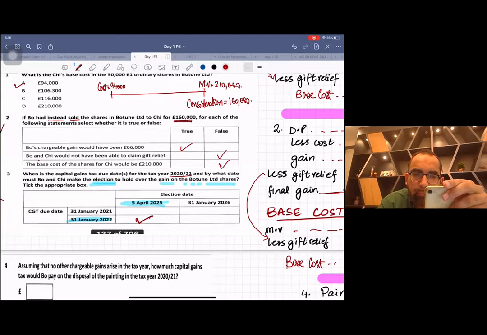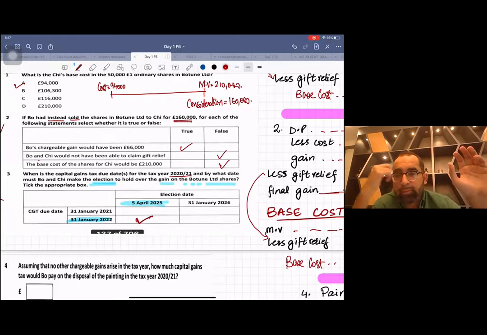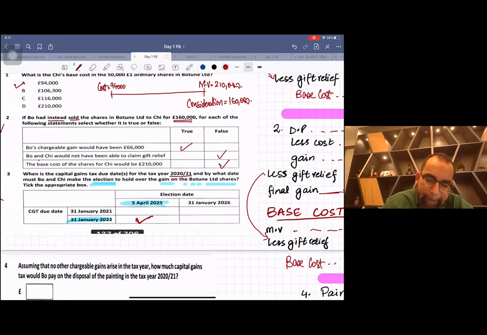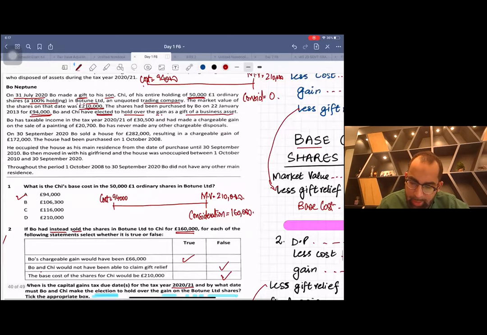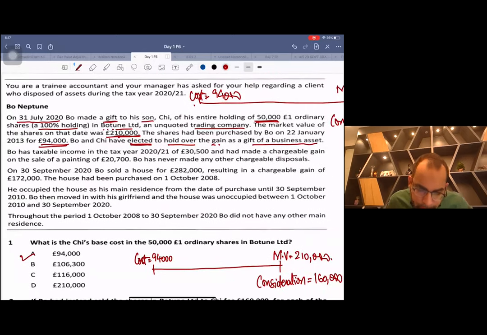We have done three MCQs so far. Read the question again from here.